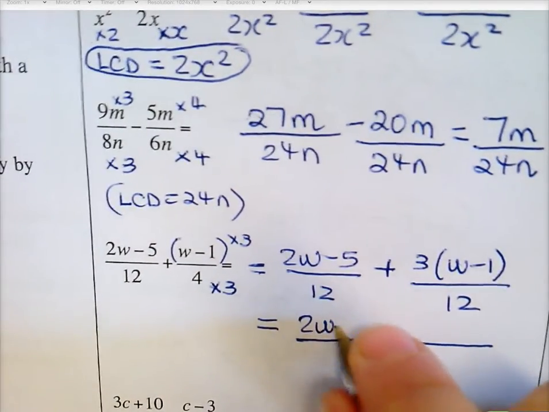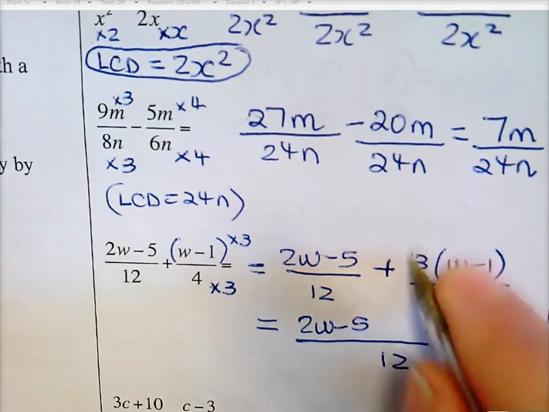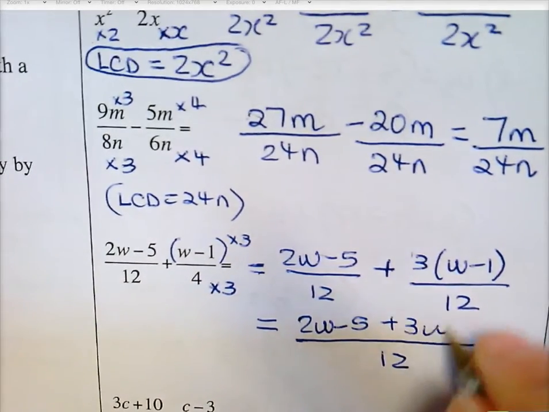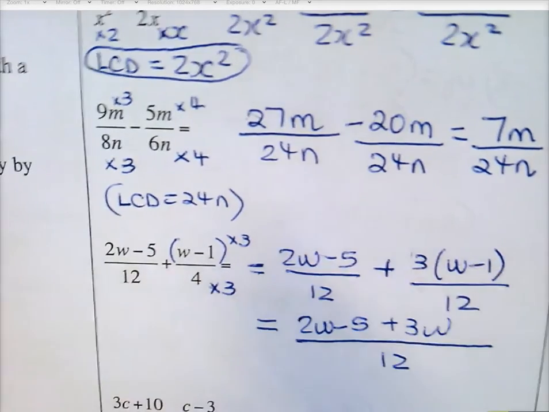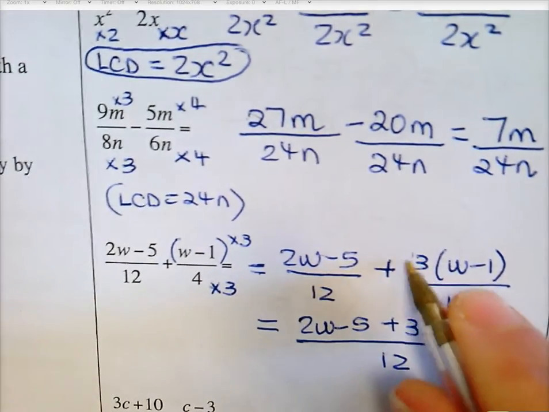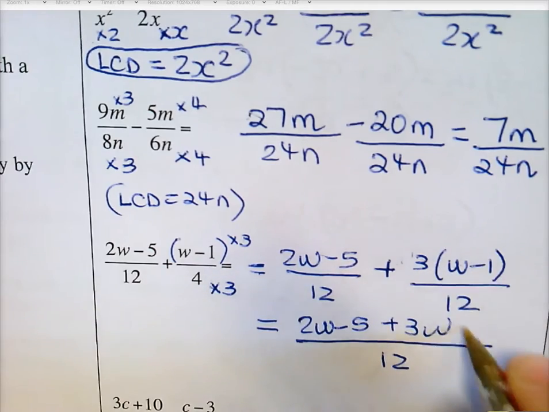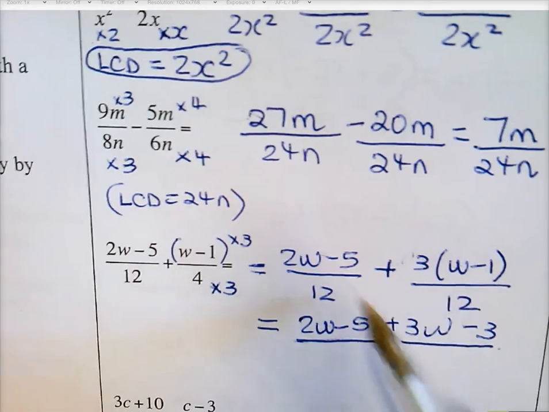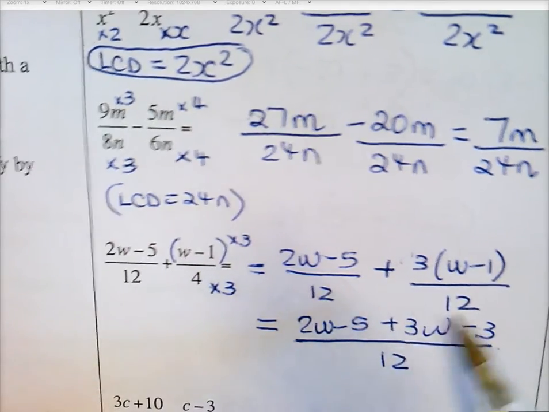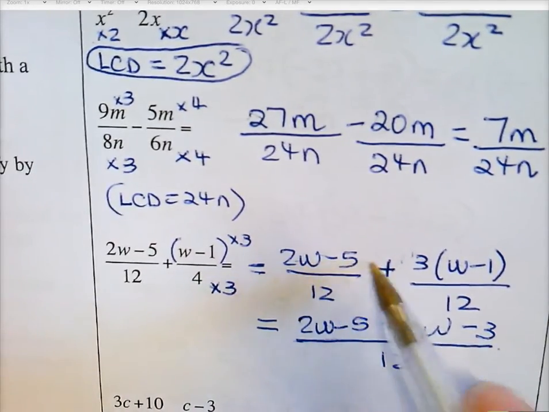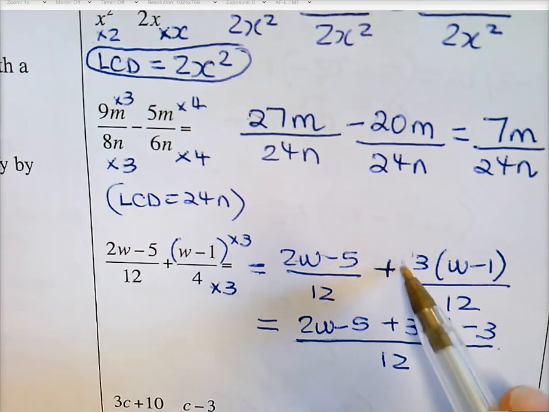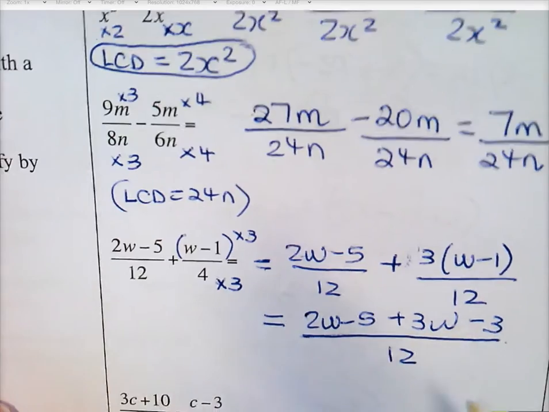So we've got 2w minus 5. Now, can we expand? What have you got? 3w. Plus 3w. What have you got? Well, it's plus 3 times minus 1, which is minus 3. Just pretend, that's why I like to write it all over one denominator. It just becomes like an expansion. 2w minus 5, then we've got a positive times a positive is plus 3w. A positive times a negative is minus 3.